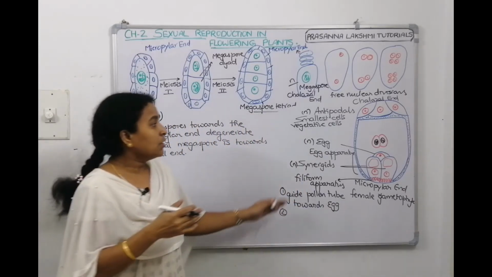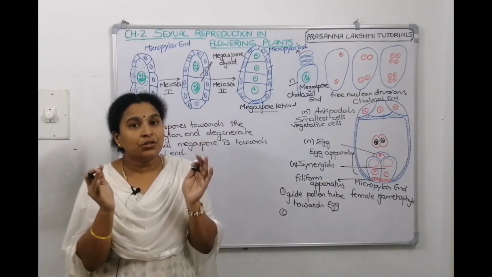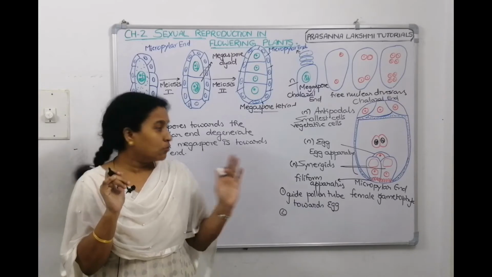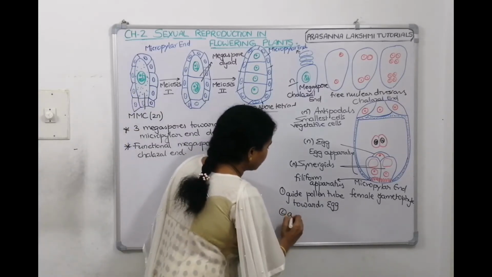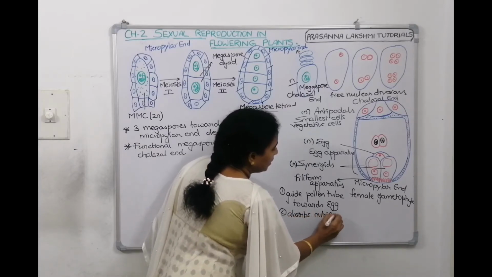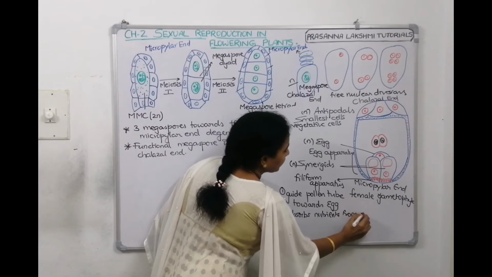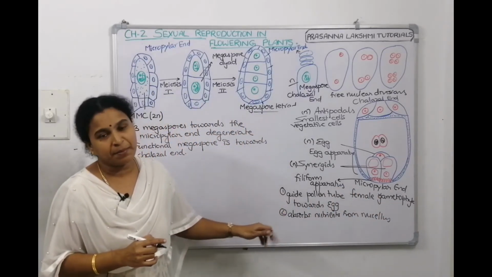What is the second function? This embryo sac is in the nucellus, right? The nucellus is a nutritive tissue. So it absorbs nutrients through these fingers. It absorbs nutrients from the nucellus. So these are the two functions of the filiform apparatus.